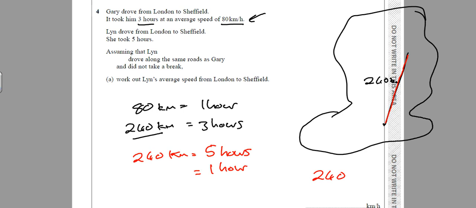So one of the new things in the GCSE, you've got to be able to do division quite easily. So how many times does 5 go into 240? 5 doesn't go into 2, so we carry 2 over. 5 goes into 24 4 times, with 4 left over. 5 goes into 40 8 times. So that's going to be 48 kilometres in 1 hour. So therefore her speed is 48 kilometres per hour. And that's how you do that one.